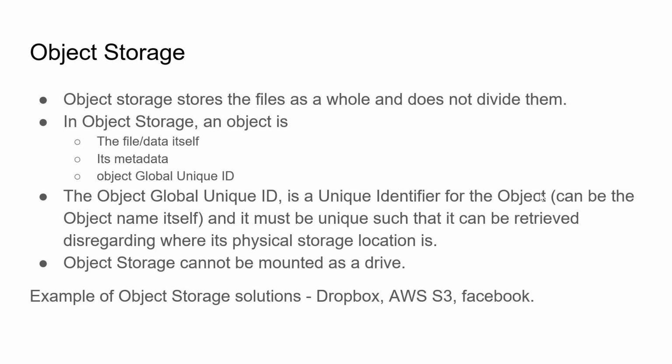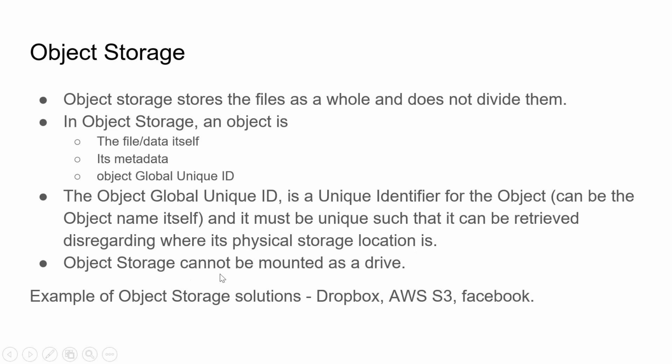So every object, for example, if I am storing an audio, the audio should have a unique ID. A unique ID for the object can be the object name itself, and it must be unique such that it can be retrieved disregarding where its physical storage location is. So whenever you want, you will get it. We don't have to worry about where it has been stored.